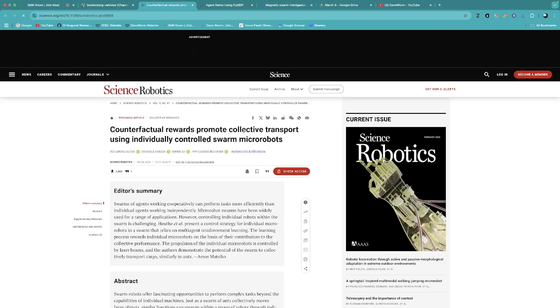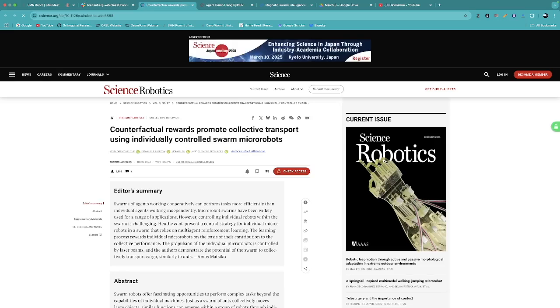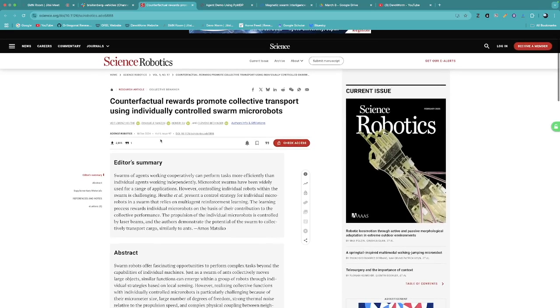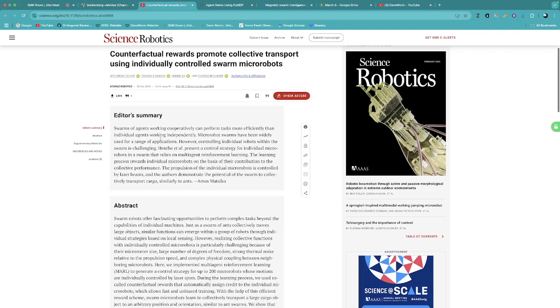This one here is Science Robotics, I believe: counterfactual rewards promote collective transport using individually controlled swarm microbots. So this is swarm intelligence and counterfactual reasoning, things like that. It also relates to Active Inference Institute work, where Daniel is always bringing up ant examples, because he's an ant person.